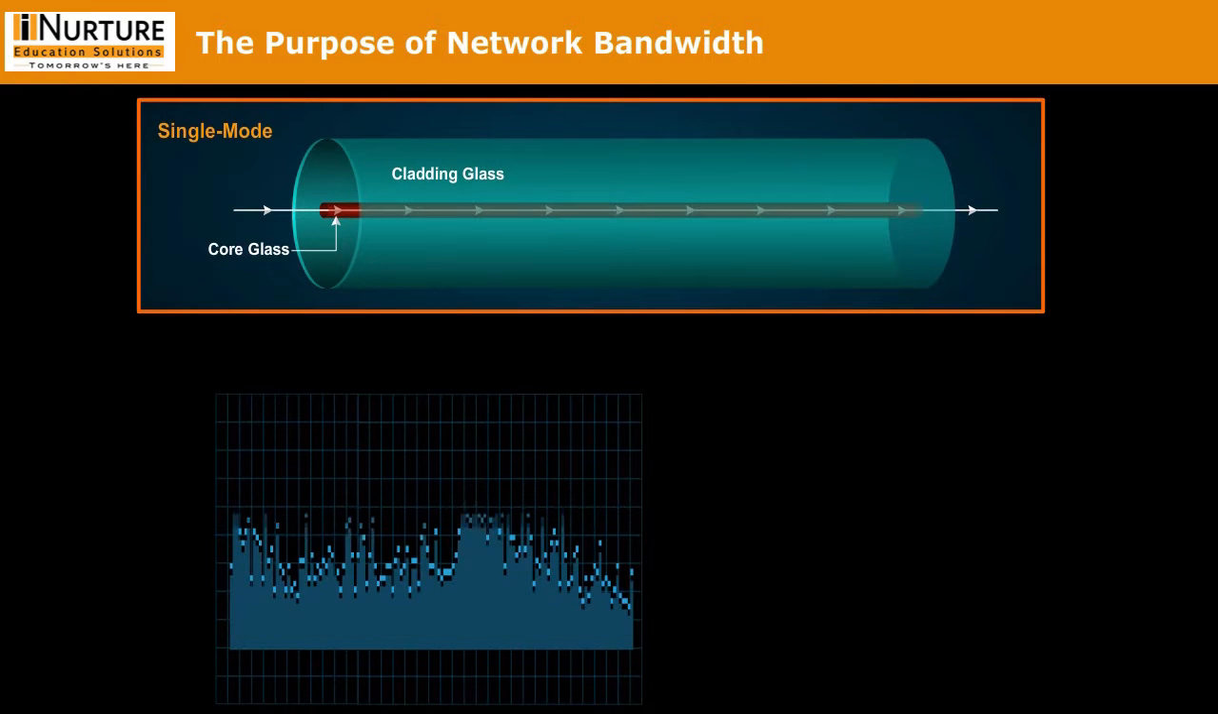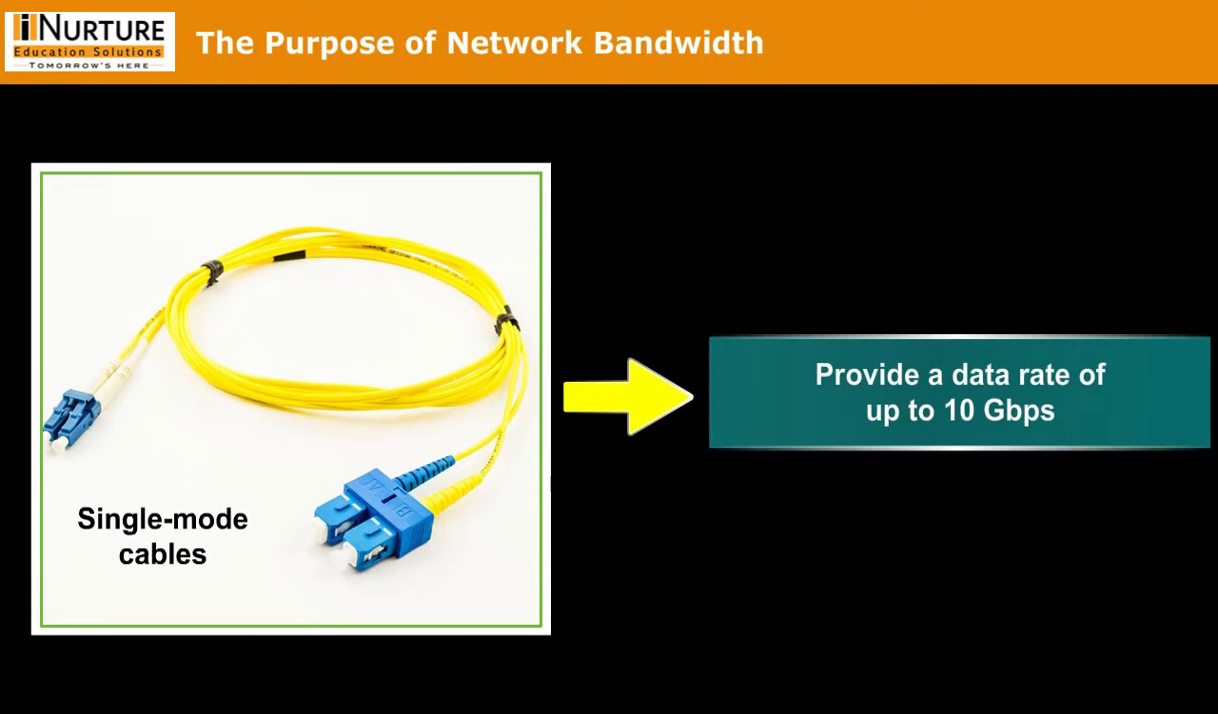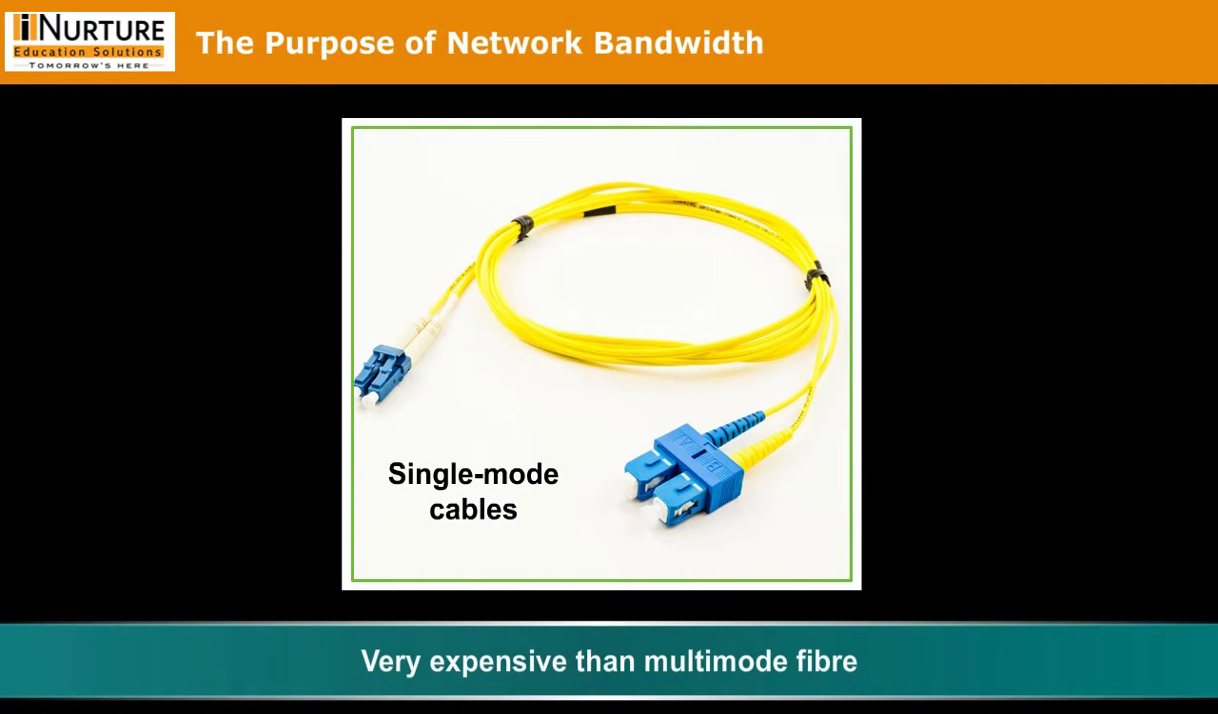The single-mode fibers can give a higher bandwidth as compared to the multi-mode fibers. Single-mode fiber cables can provide a data rate of up to 10 Gbps. However, they are more expensive than multi-mode fibers.